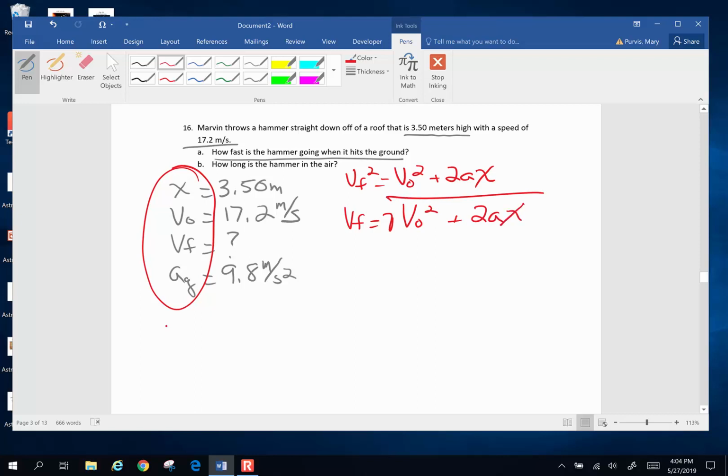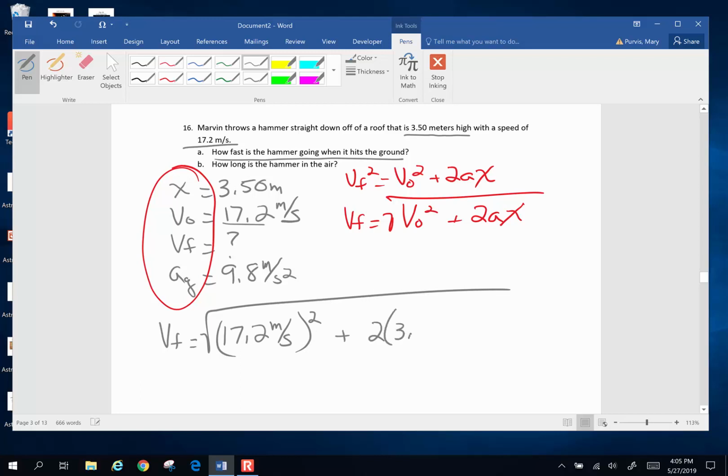So I'm going to do this down here because I need some room. So final velocity will be the square root of original velocity, 17.2 meters per second quantity squared, plus 2 times 3.5 meters times, oops, I put meters where I should have put displacement, so I'll put acceleration here, 9.8 meters per second squared. I just transposed where the variables went and the numbers.